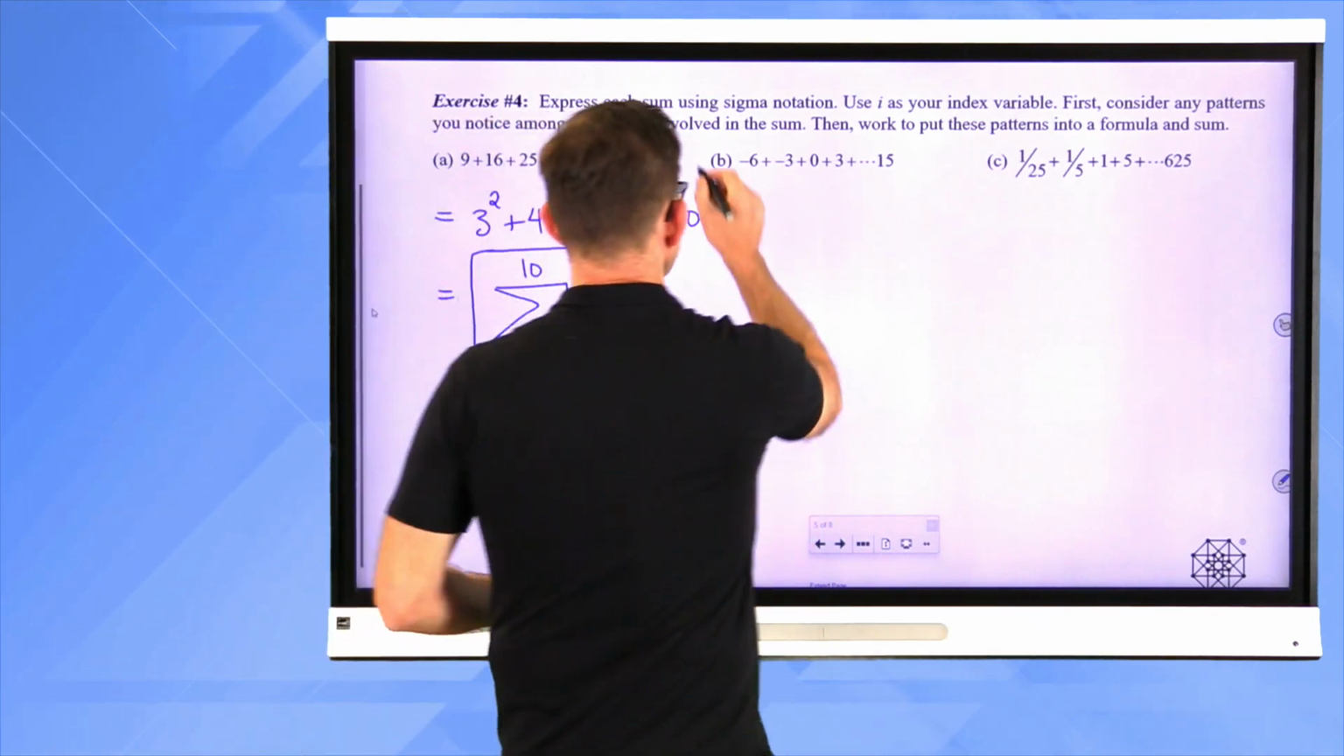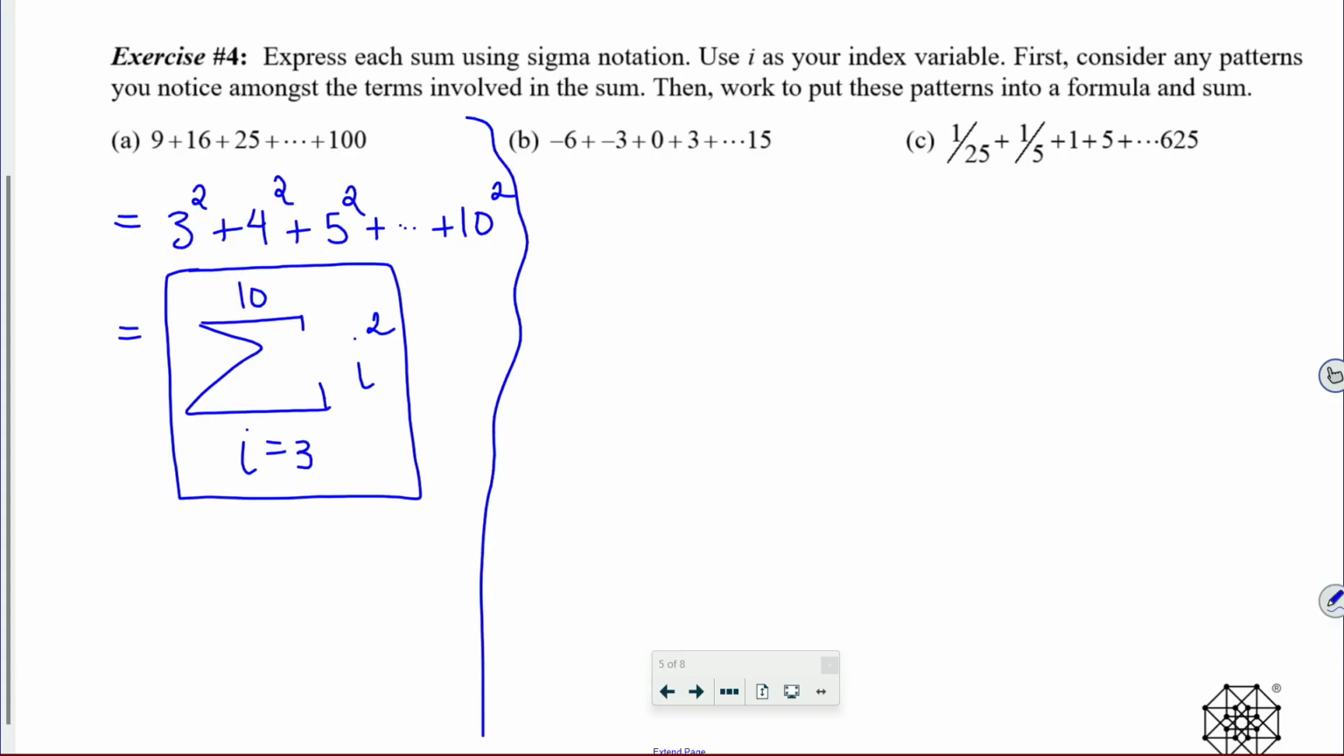In fact, what's pretty clear to me about this sequence is that the first term is 3 times -2. The second term is 3 times -1. The third term is 3 times 0. The fourth term is 3 times 1.